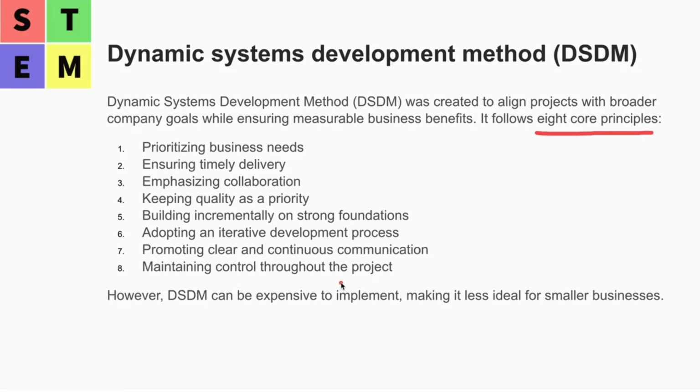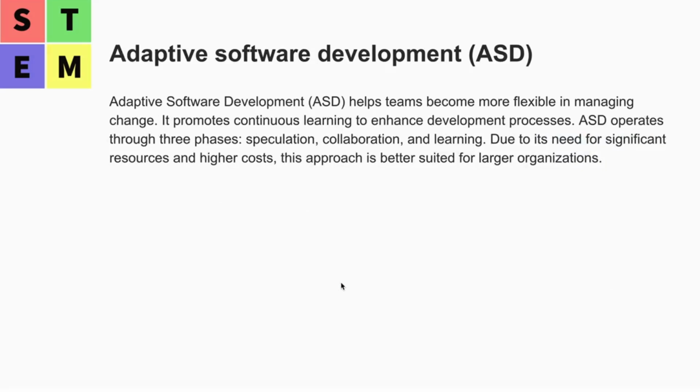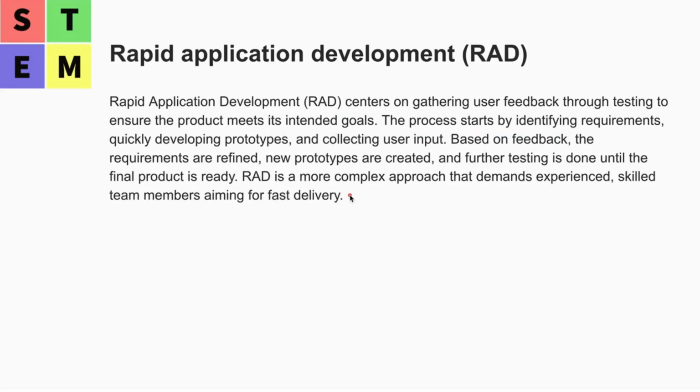All right. So the next one is adaptive software development, ASD. It helps teams become more flexible in managing change. It focuses on change and promotes continuous learning to enhance the development processes. It operates through 3 phases: speculation, collaboration, and learning. So that's ASD.